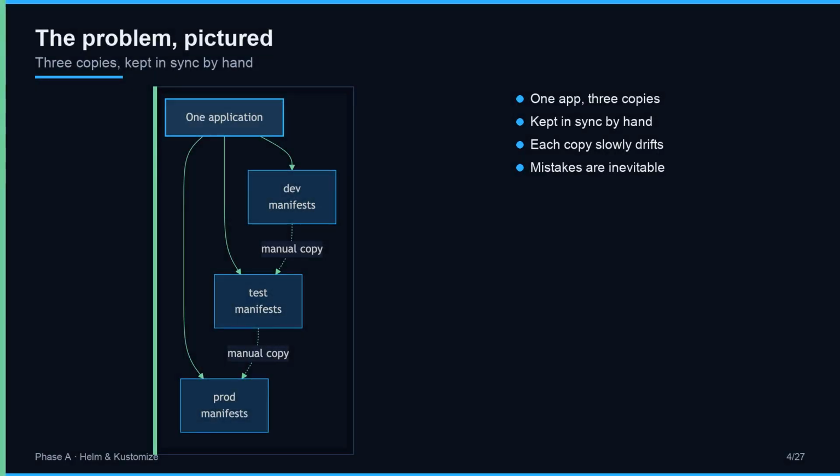Picture it like this. One application, but 3 separate copies of its manifests, dev, test, and prod. The only thing keeping them in sync is a human, manually copying changes from one to the next. Every manual copy is a chance to drift, to drop a change, to introduce a typo. 3 copies, maintained by hand, will always drift apart over time. That is the disease, and Helm and Kustomize are the cure, one source of truth, generated into each environment.